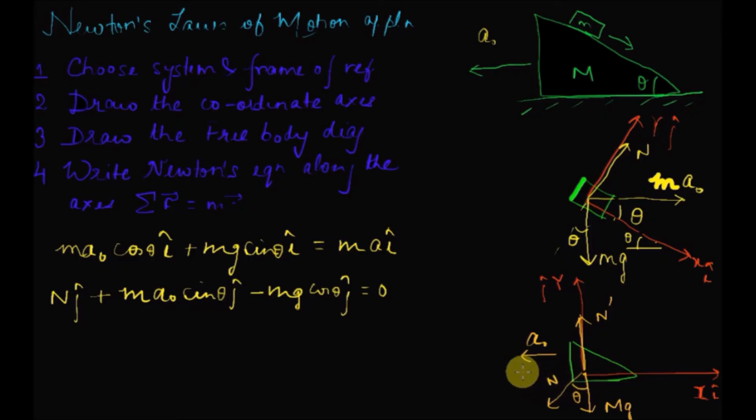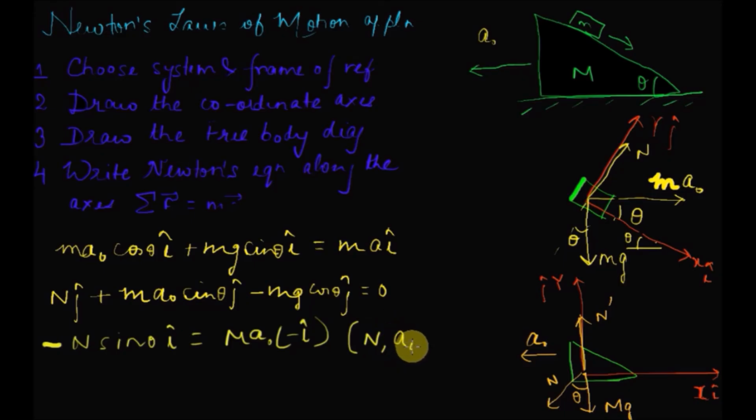So what will I get? I will get minus n sin theta I cap is equal to capital M times acceleration, which is a naught, because the prism is accelerating along the negative x direction, and minus I cap. So this will be the equation along the x-axis. Now if you see these three equations, there are three unknowns. So what are the unknowns? N, a naught, and a. And there are three equations, so three unknowns.